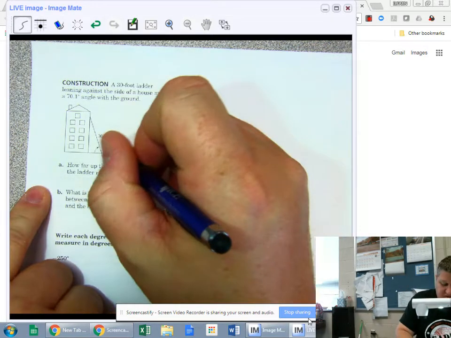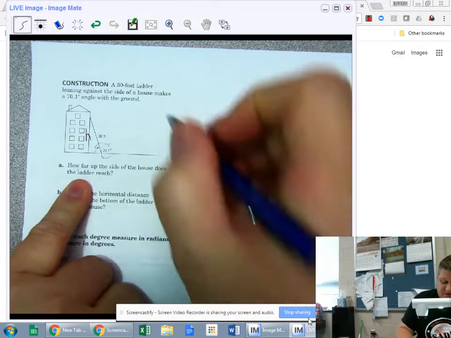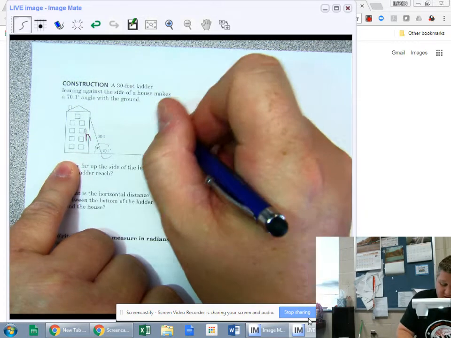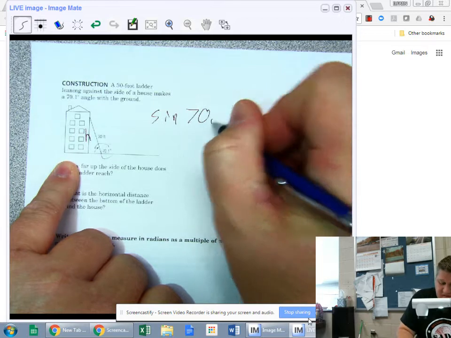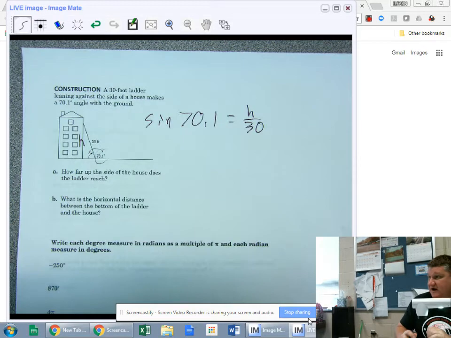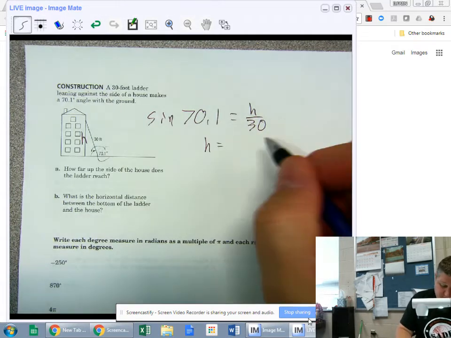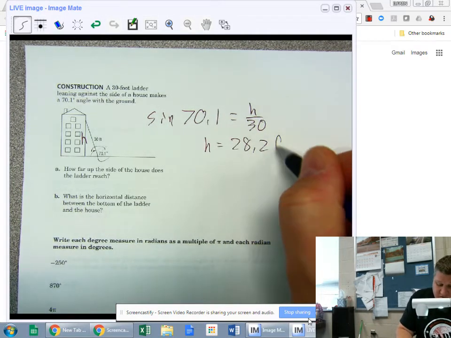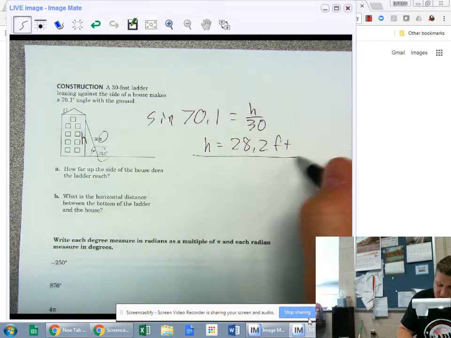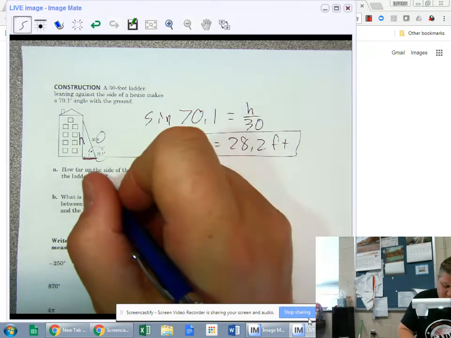I got 70 degrees. Now that's really inside. So how do I find the height that the ladder reaches up? Opposite over hypotenuse. Answer is sine of 70.1 equals height over 30. Are we good there? Okay, height equals 28.2 feet because we're in feet, so that makes sense. Now, how far is the ladder from the building? Well, what would we use now?